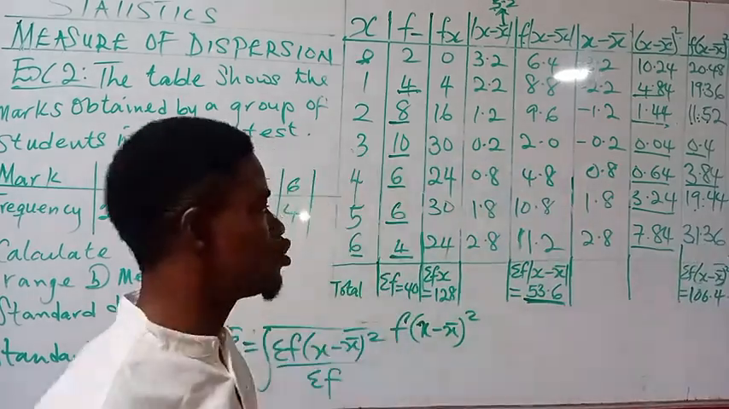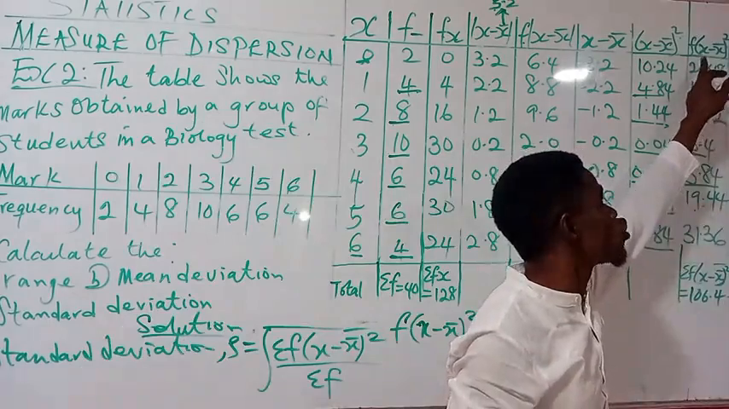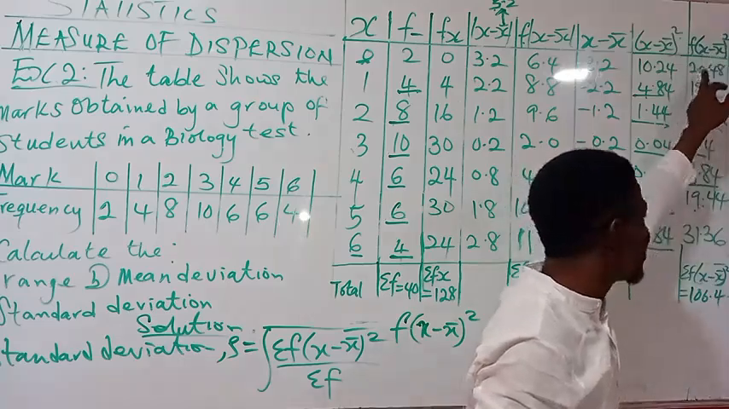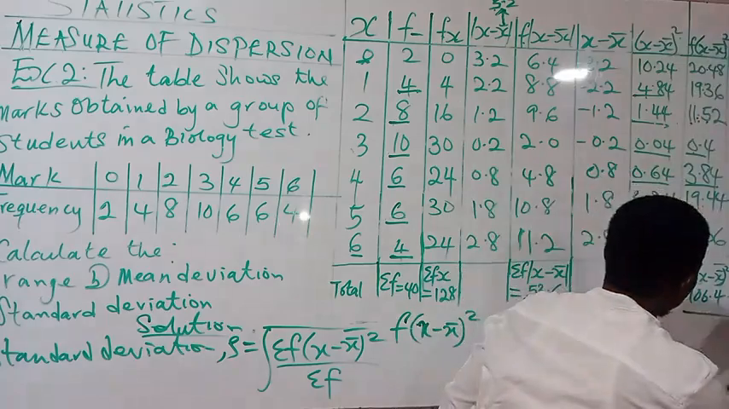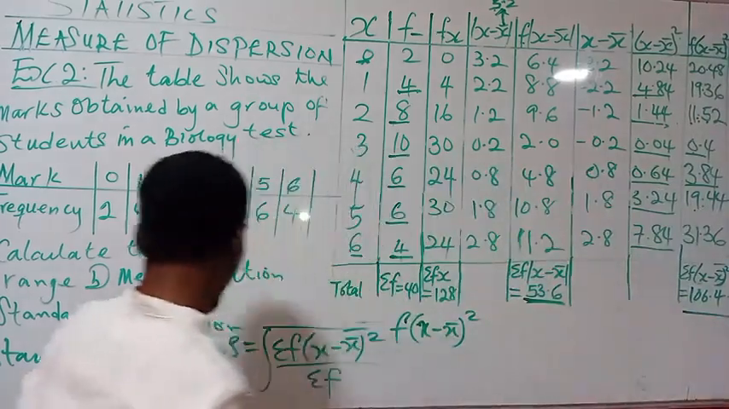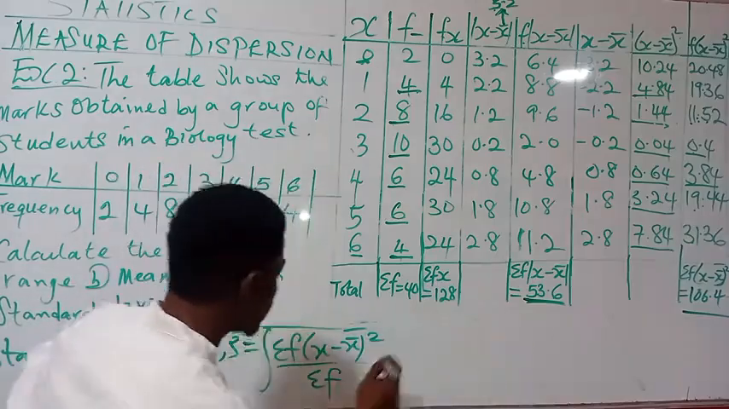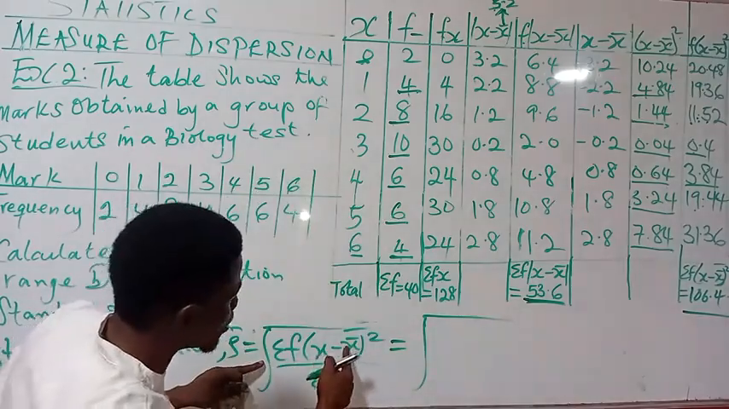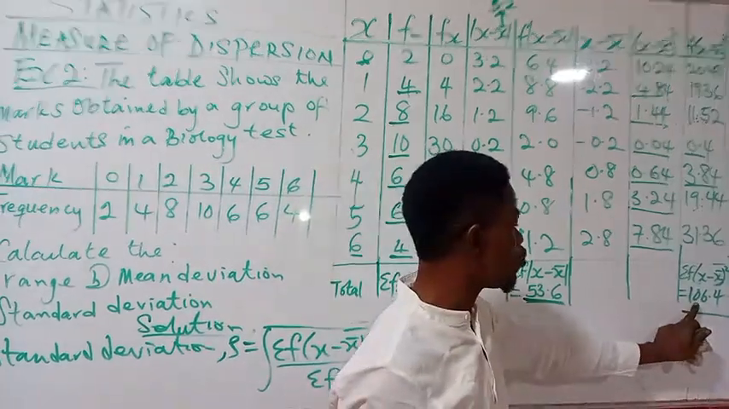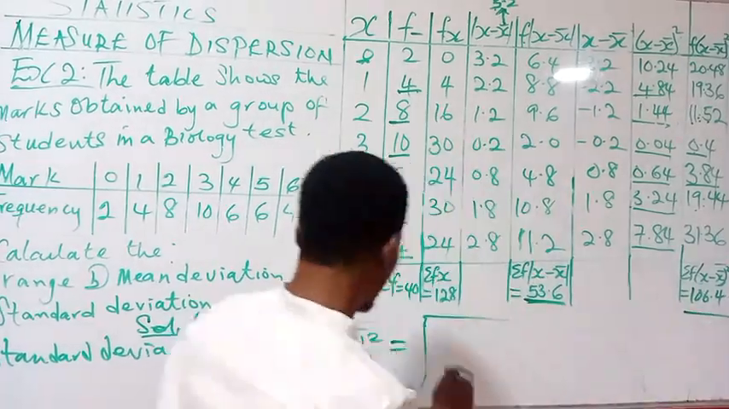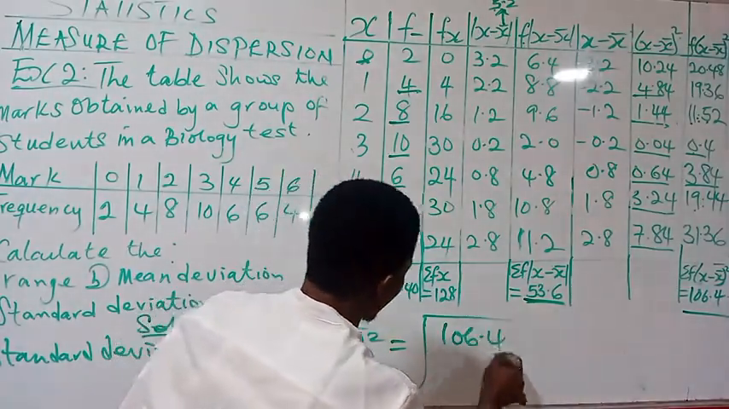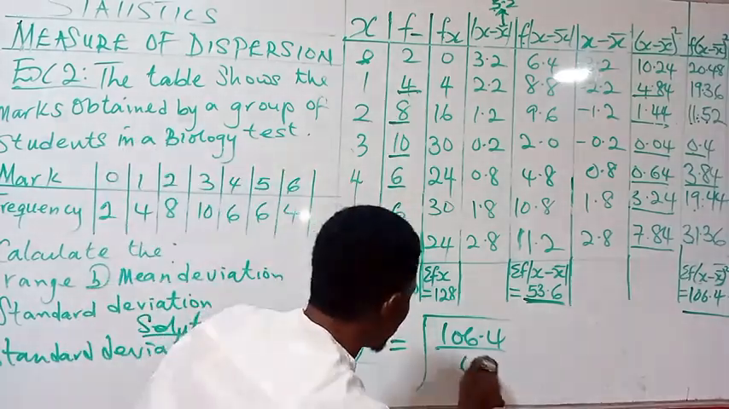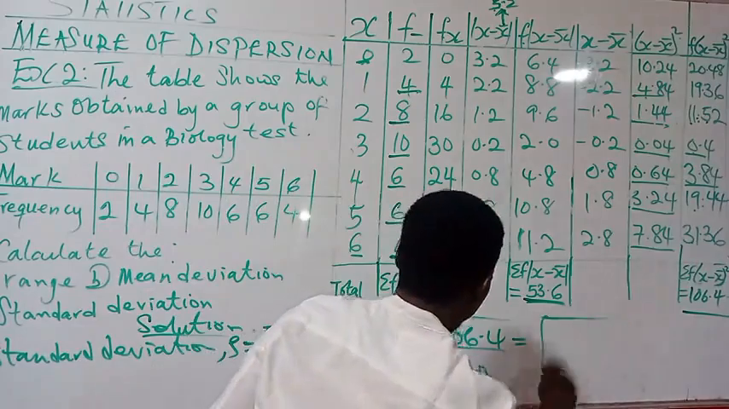So what is the next stage? For you to find the summation of f bracket x minus x bar raised to power 2. When you find the summation of it, you are going to have 106.4. So you can now come back to the formula, which says square root of summation of f bracket x minus x bar squared divided by summation of f. We have 106.4 there, divided by the summation of f, which is 40. So let's divide and see what we are going to have.